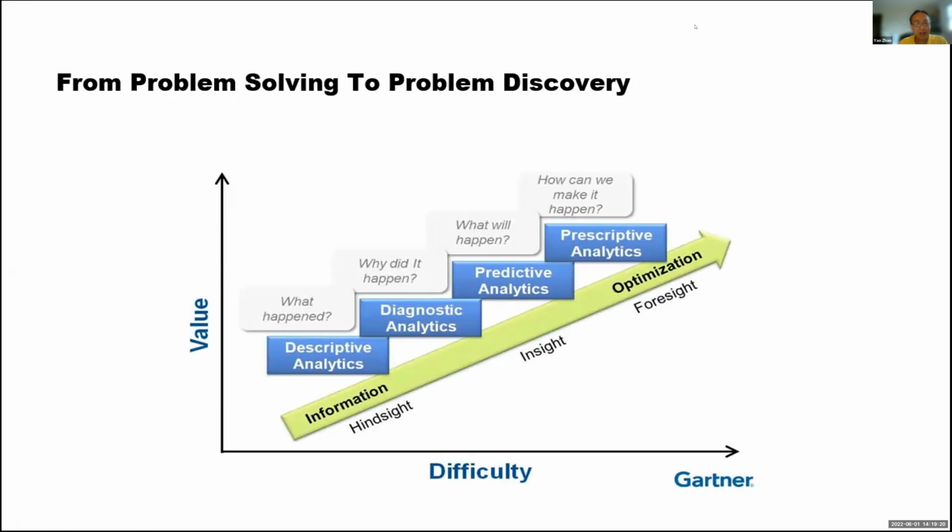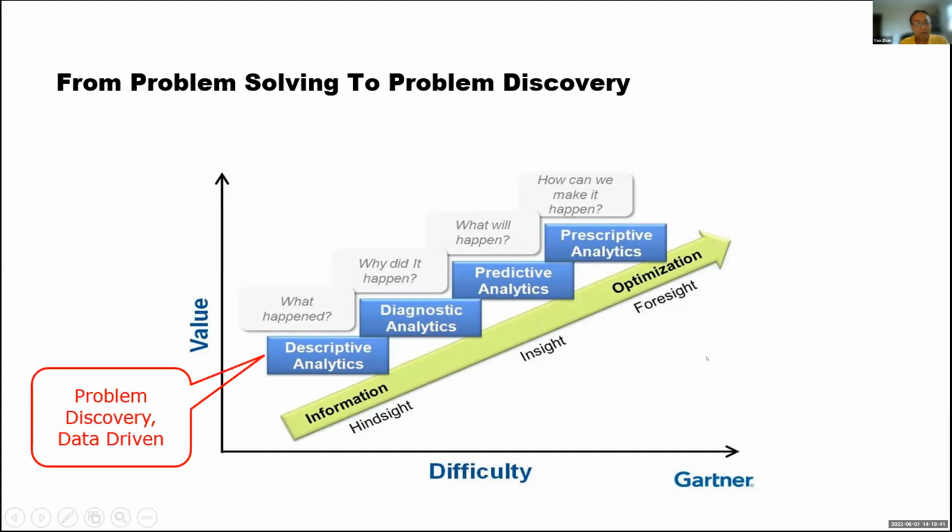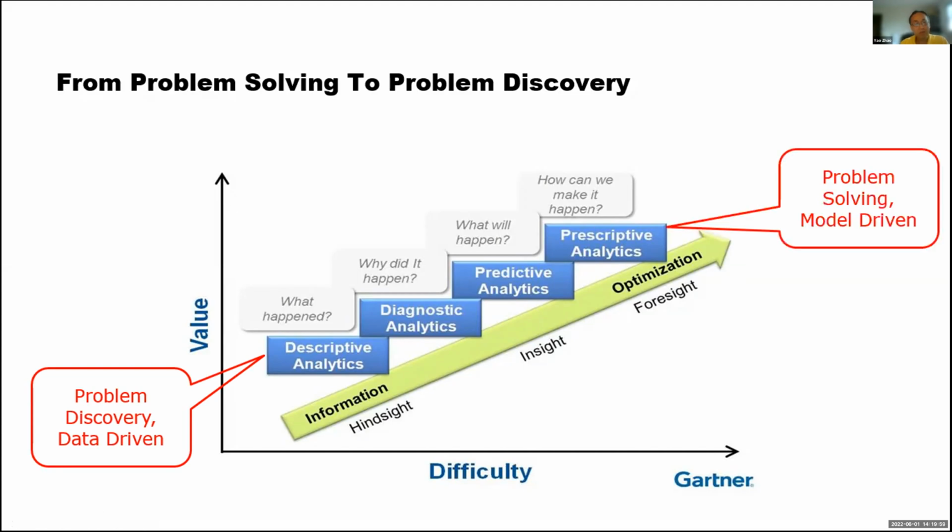Let me start with this graph. I'm sure everybody knows about this, right? This is the graph made by Gartner regarding four types of analytics, from easy to hard, from lower value to high value. They are descriptive, diagnostic, predictive, and prescriptive. Roughly, you can see that the left two are more about problem discovery and data-driven, and the right two are more about model-driven problem solving.